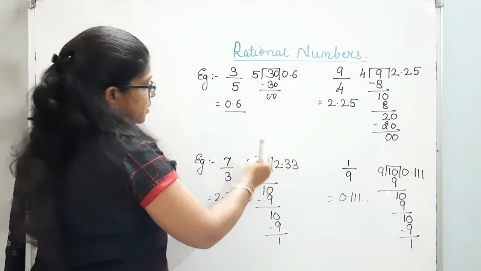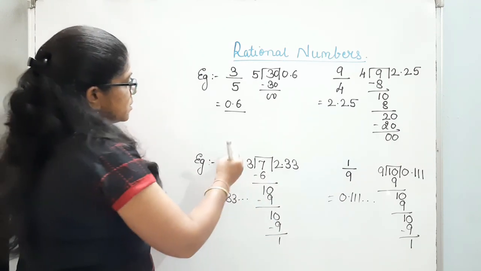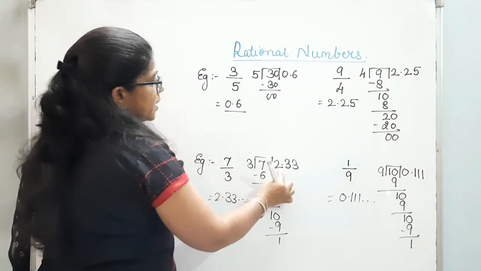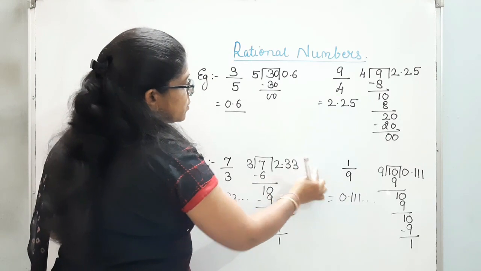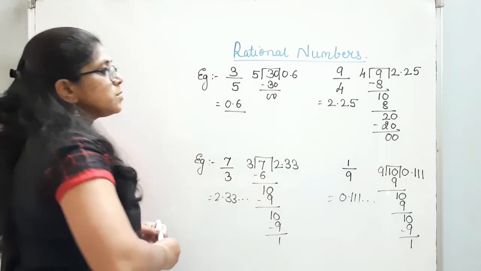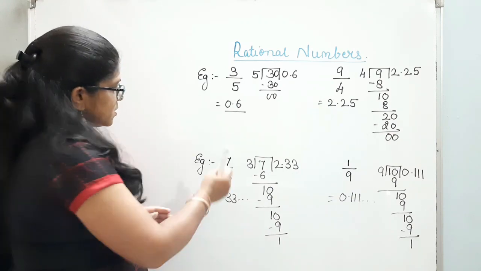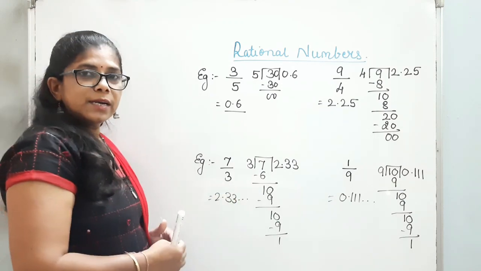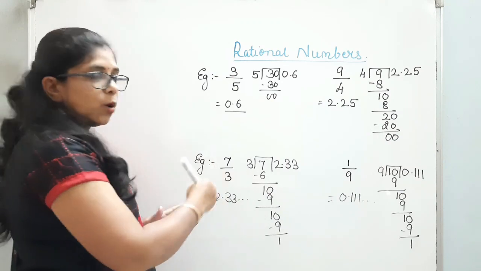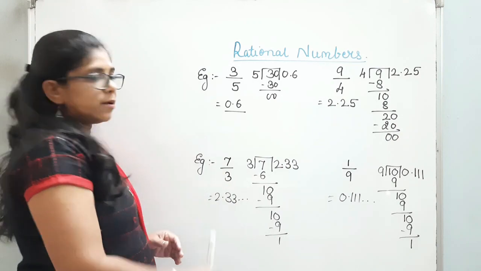Here the division will continue. We will not get the remainder 0. But there is one special thing to notice here, that 0.3333, the same number is repeated. 2.3333. So such repetition of decimal is called a recurring decimal. They are non-terminating, means they will not end, but one number or one pattern repeats continuously. So such decimals are called recurring decimals.